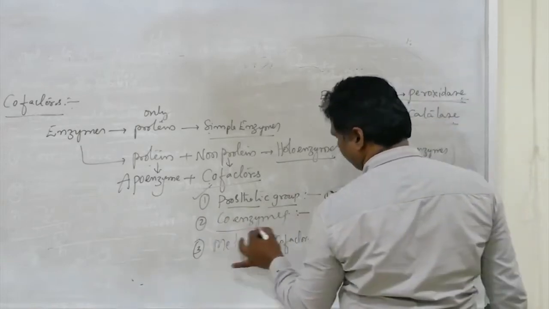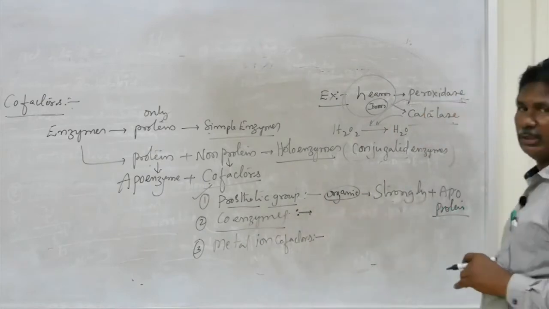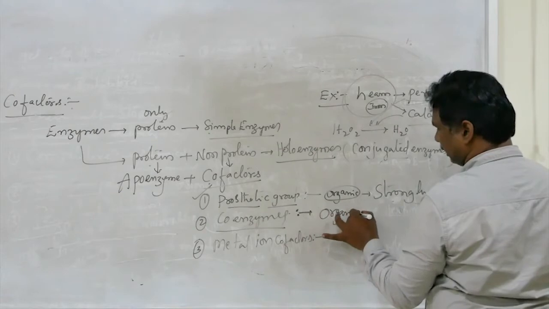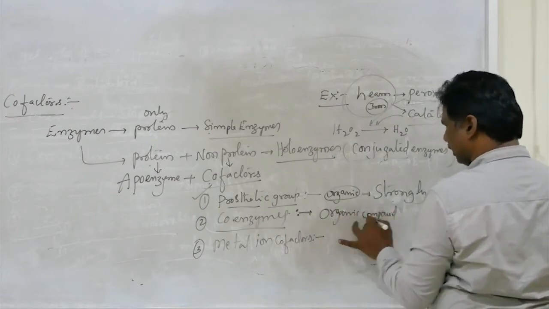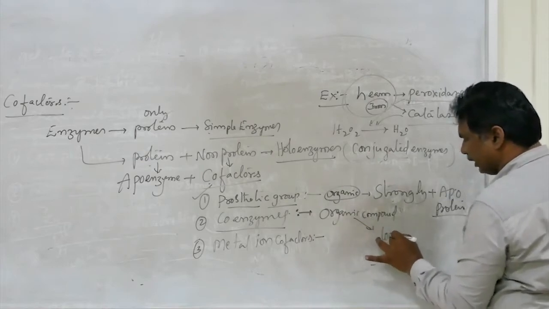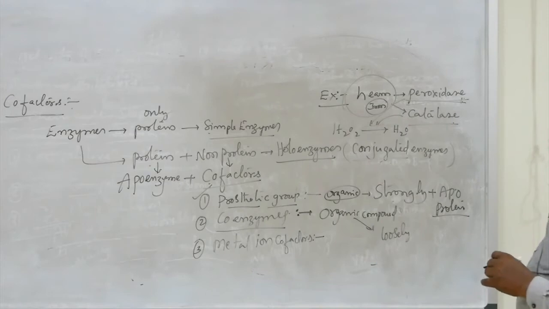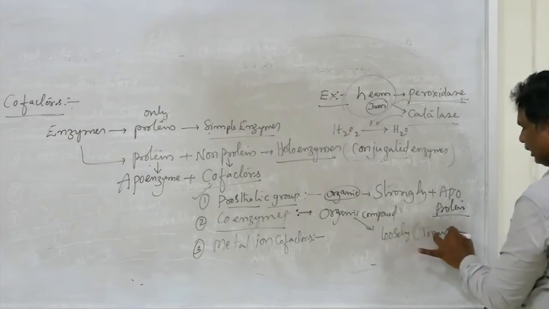Next, the second one, coenzymes. Those coenzymes are organic compounds. Those are loosely bonded with the apoenzyme, or in your textbook it says transient.